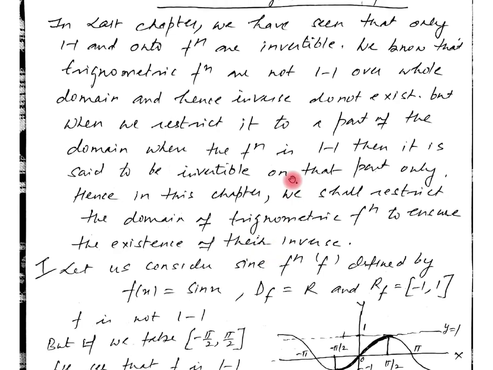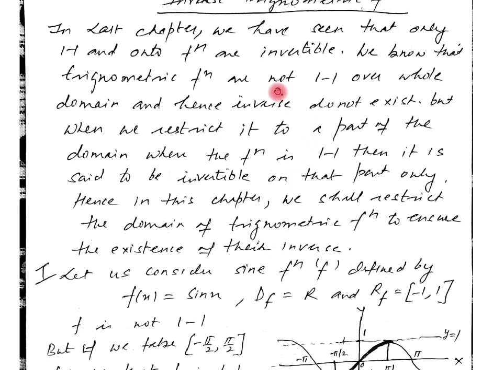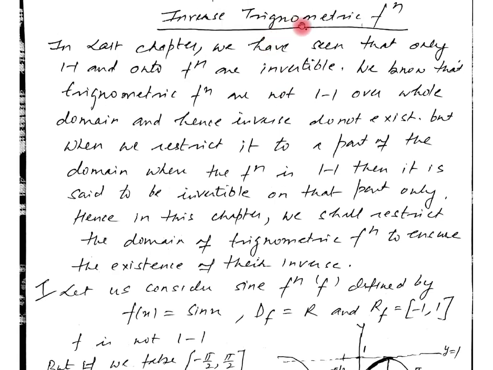Listen again. Now here we know in the last chapter that the inverse of a function exists when the function is one-one and onto. Now our topic is what? Inverse trigonometrical functions. It means we have to find out the inverse of all the trigonometrical functions, sin x, cos x, tan x, etc. Now here we know that the trigonometrical functions are not one-one over the whole domain.